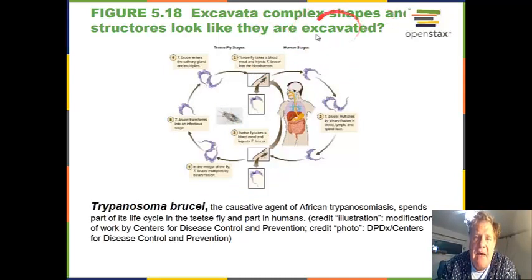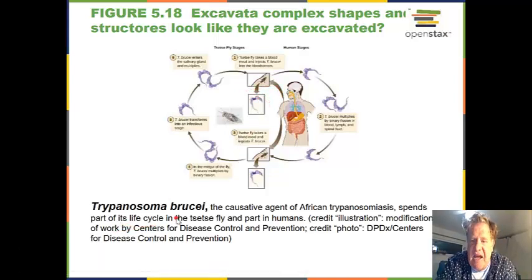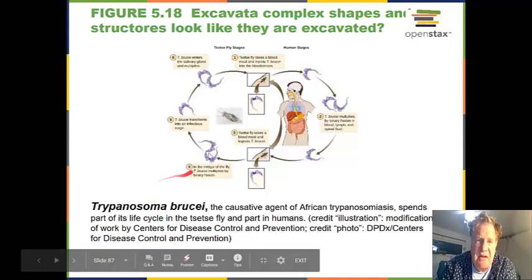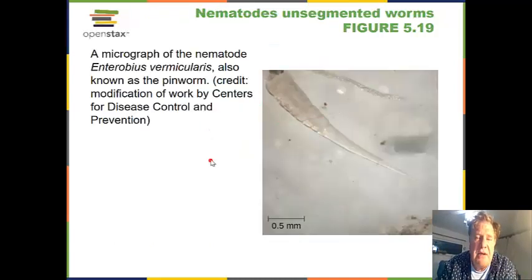The excavata have complex shapes and structures that look like they're excavated inside. Trypanosoma brucei causes African sleeping sickness, and spends some of its life cycle in a fly. So this goes from a human being to a fly, etc. I'd have a good idea of what this is. These are all diseases that we'll look at a little bit later. We'll get a chance to look at it in class.